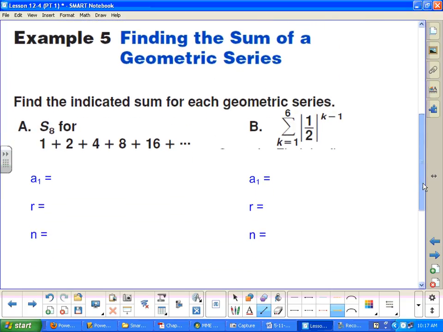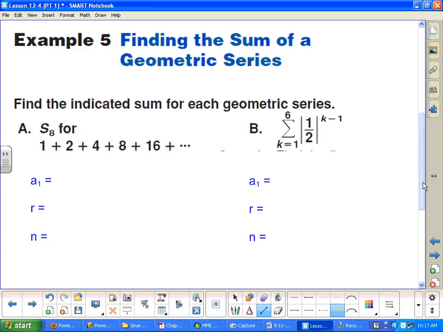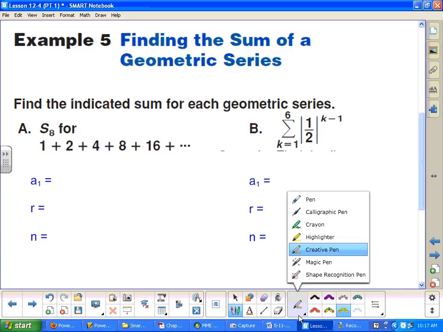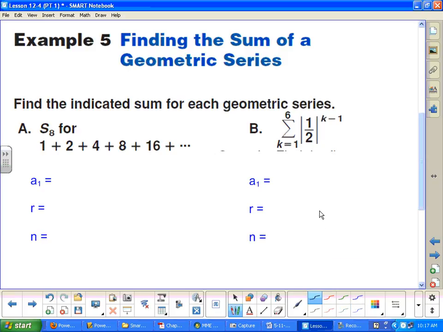Okay, so we want to find the sum of the first 8 terms here for letter A. So we need to know a sub 1. In this case, what's the first term of the series? 1. Okay.